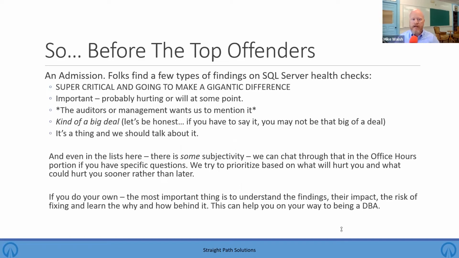Before we get into it, I just want to make a quick admission. If you've ever had a home inspection done when you're selling a home, the home inspectors find a few kinds of problems, and we do too. There are actual problems, like your roof is falling apart and has 6 months of life left. That's a big deal, a super critical fix that's going to make a gigantic difference. That would be something like you're not doing backups, for instance, which you may laugh at, but we see it all the time. Then there's important: your electrical service is 100 amp and it should be 200 amp because your breakers are stretched out. It's important and it's hurting a little bit, and it could in the future. For SQL Server, that's maybe your CPU running in balanced mode.